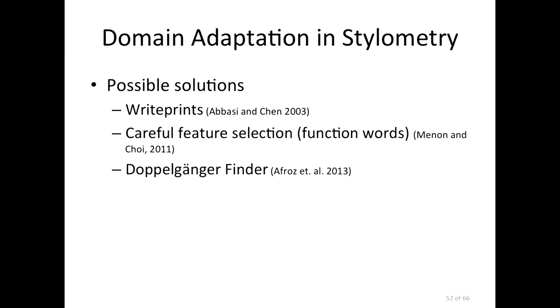Possible solutions for this work. The first is looking at write prints, which I showed in the beginning. Kind of throw as many features at it as you can and hope it works. The second is, what if we were very careful about what features we selected instead? We only picked features, for example, that aren't context specific. And so we look at function words, as others have in the past. And the final is that we look at our own method called Doppelganger Finder, which I'll get to later.